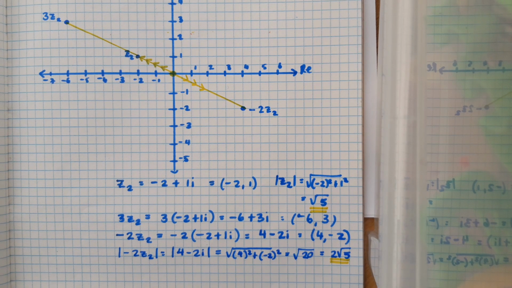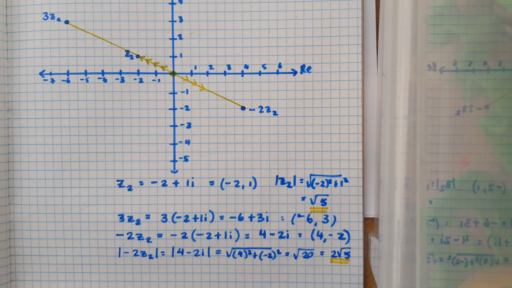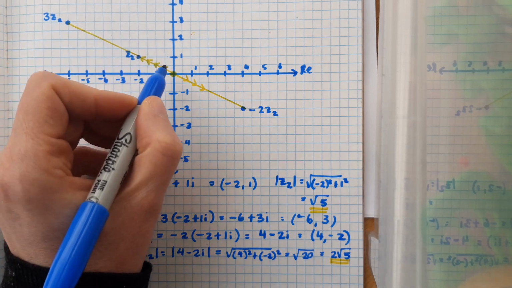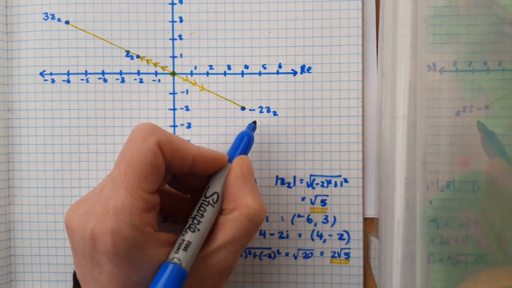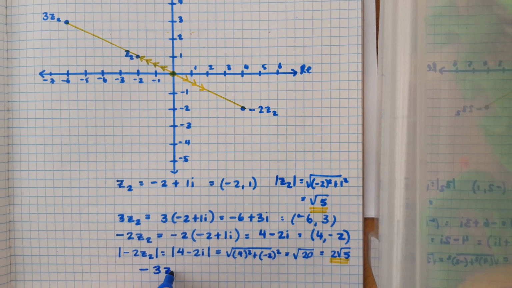Notice that the modulus itself is always a positive number because it's a measurement of the distance from the origin. Also note that scalar multiples of my original complex number are always going to fall on the same line through the origin. To convince yourself of this, calculate minus 3z2 and compare its location with the line that's been drawn already.